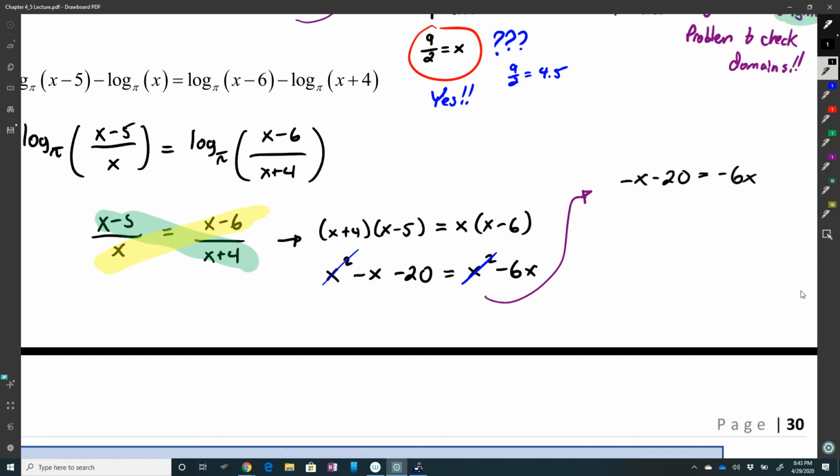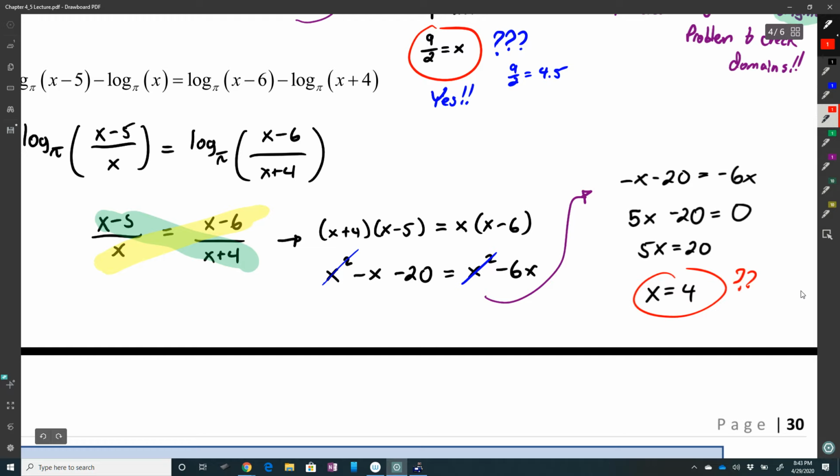Well, let's see. I can add the 6x to the other side. So that gives me 5x minus 20 equals 0. I can add the 20 to the other side. I can divide by 5. And so I get x is equal to 4. But the question is, is it a solution?